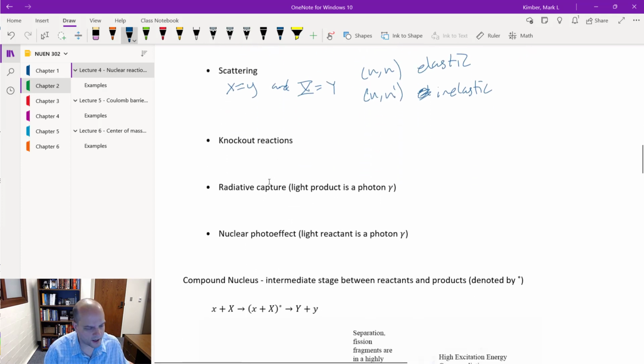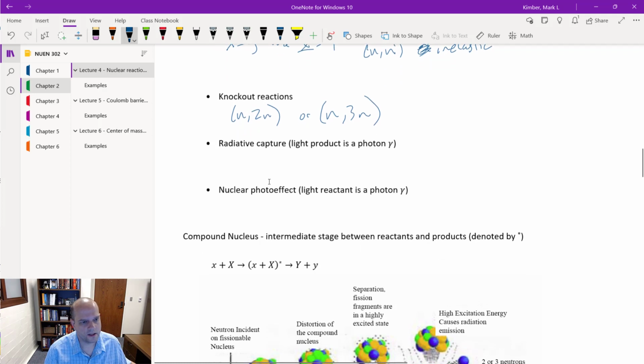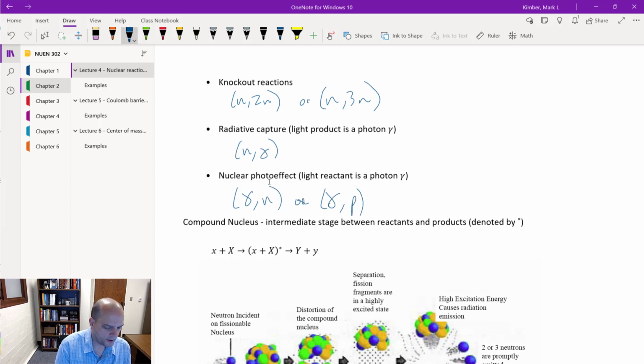Other types of reactions are knockout reactions. That's where I send a neutron in and I get maybe 2 out, or I could even get 3 out. I could have radiative capture. The light product in this case is going to be a photon. So this would be a neutron coming in and then a gamma ray coming out. And then I could also have the nuclear photo effect, which is the opposite of this. So I could have a gamma coming in, so the light reactant is a photon. So I have gamma coming in and a neutron, or gamma and a proton.